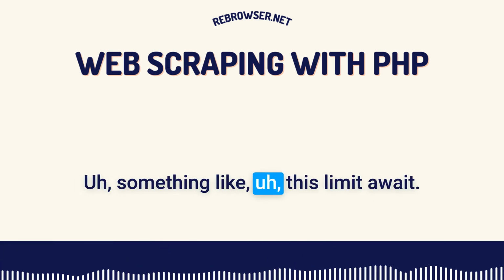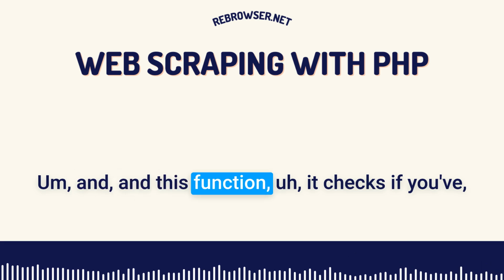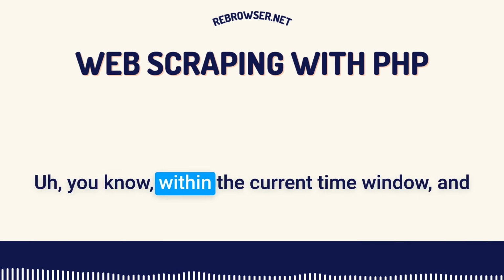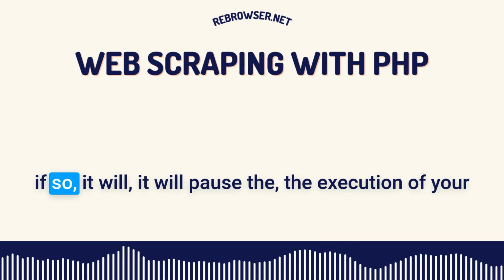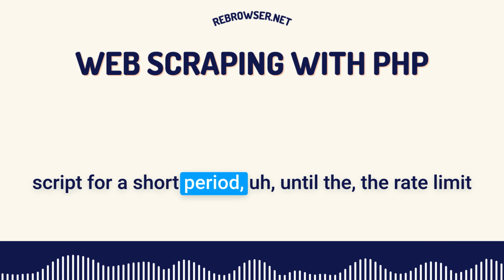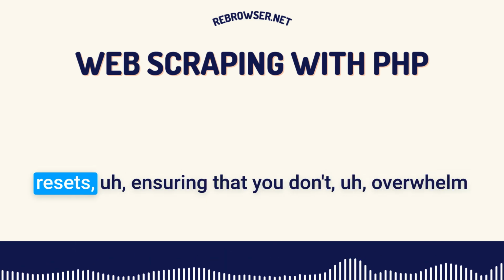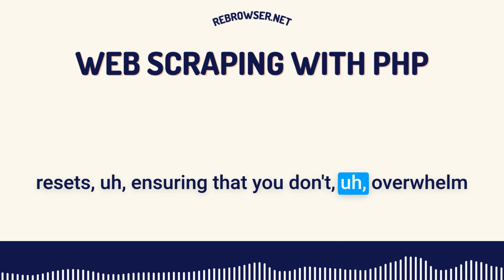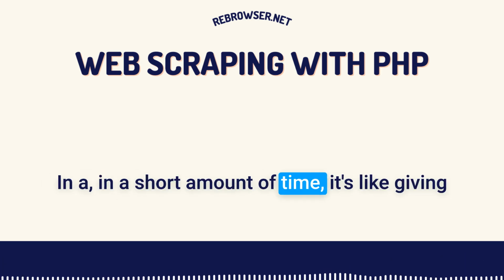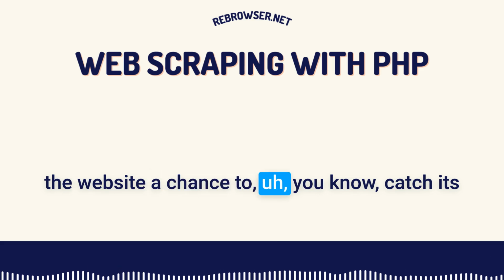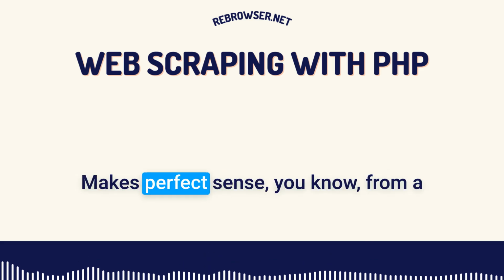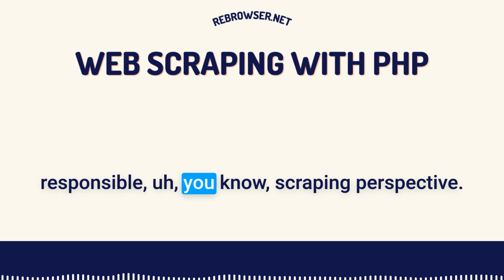Something like this limit await. And this function checks if you've already reached your request limit within the current time window. And if so, it will pause the execution of your script for a short period, until the rate limit resets. Ensuring that you don't overwhelm the target website with too many requests in a short amount of time. It's like giving the website a chance to catch its breath between your requests. Exactly. Makes perfect sense from a responsible scraping perspective.